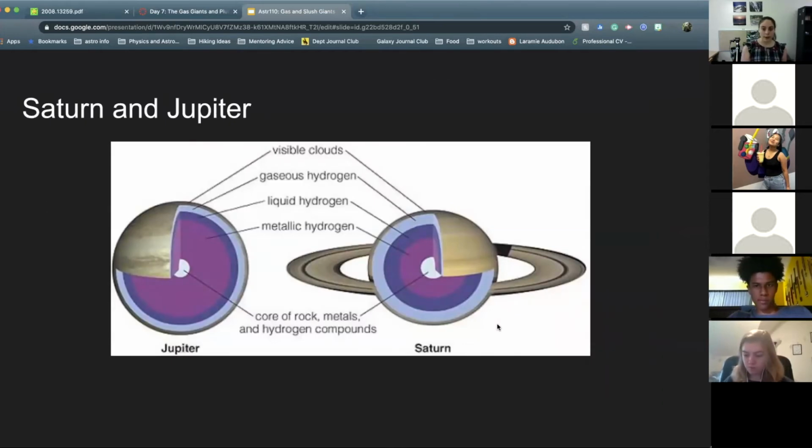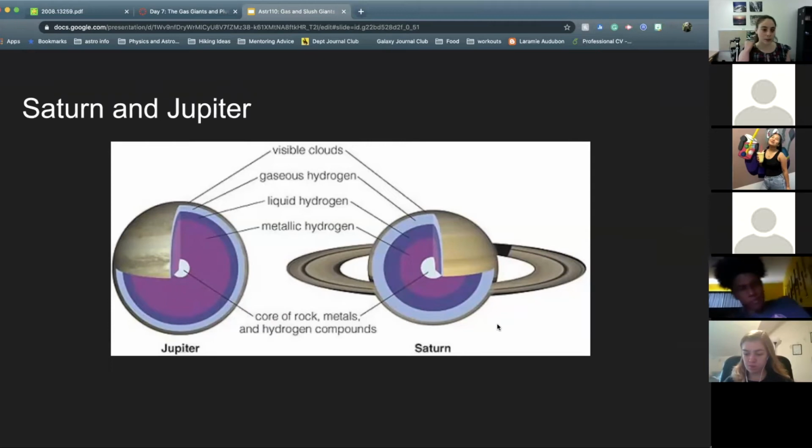So Saturn and Jupiter are gas giants. They are, like I said, much, much bigger than the terrestrial planets. Jupiter is actually more massive than all of the other planets in our solar system combined. So if you had a scale and you put Jupiter on one side and all the rest of the planets on the other, it would be pretty close to balance. Jupiter would be slightly heavier.